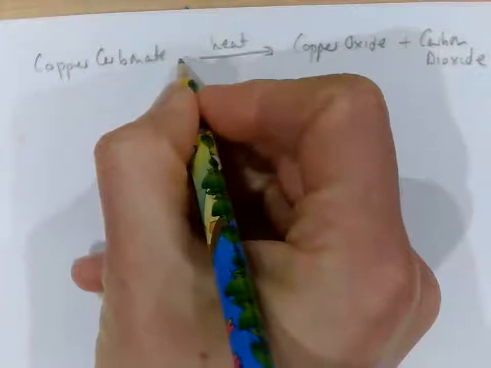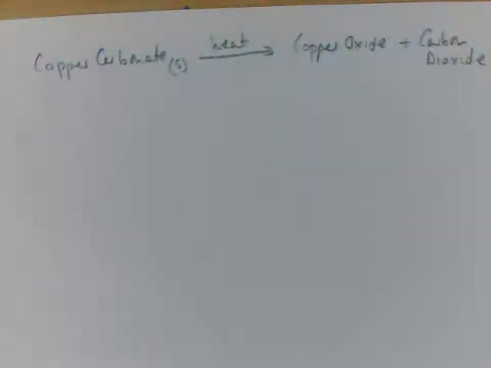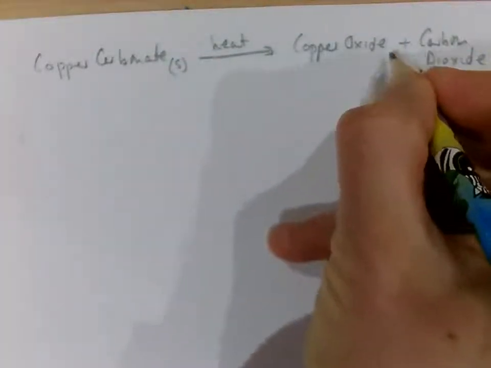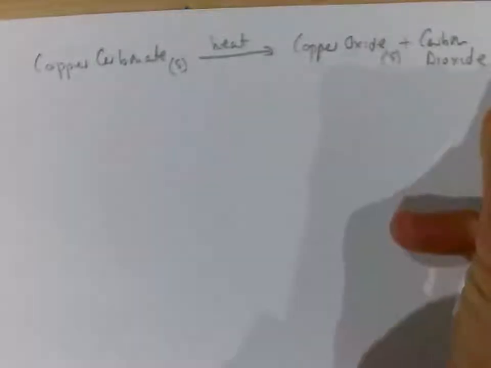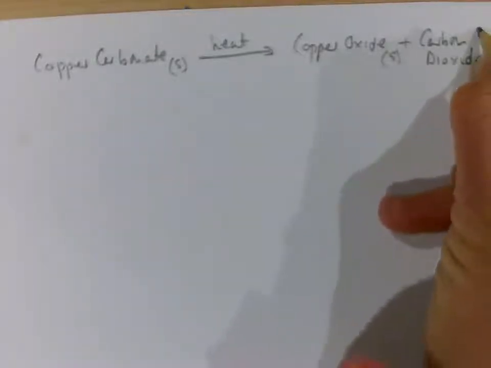So copper carbonate was that green solid we started off with. We ended up with a black solid of copper oxide and carbon dioxide gas. I'll just squeeze that on there.